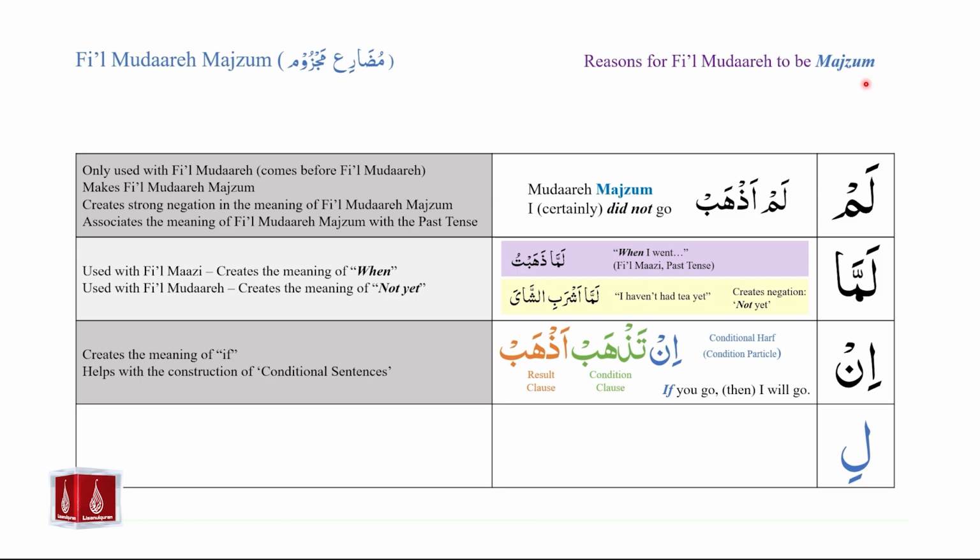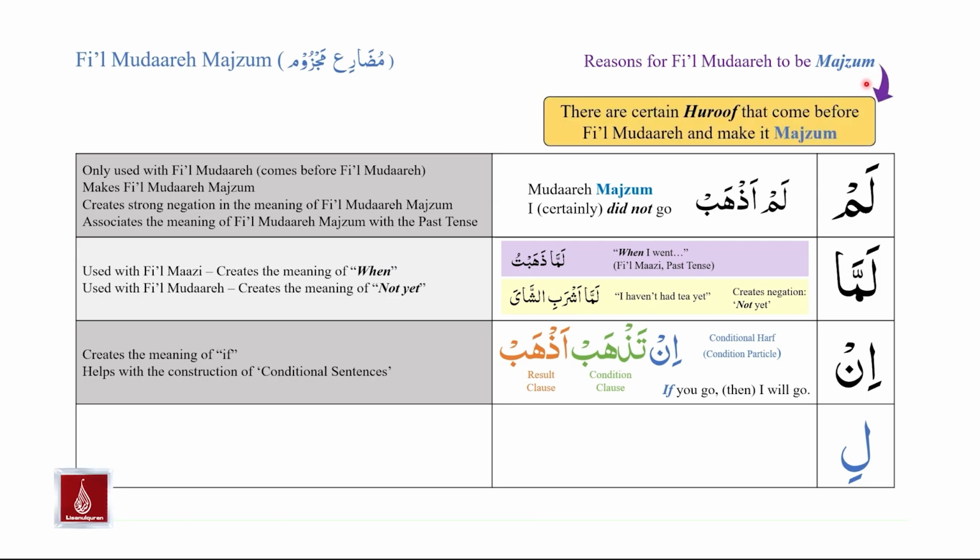Next, we will revise the reasons for fi'il mudare to be majzoom. And these are the huruf that we have studied that come before fi'il mudare and they make fi'il mudare majzoom. The first one was lam. Lam is only used with fi'il mudare. It comes before fi'il mudare. It makes fi'il mudare majzoom.